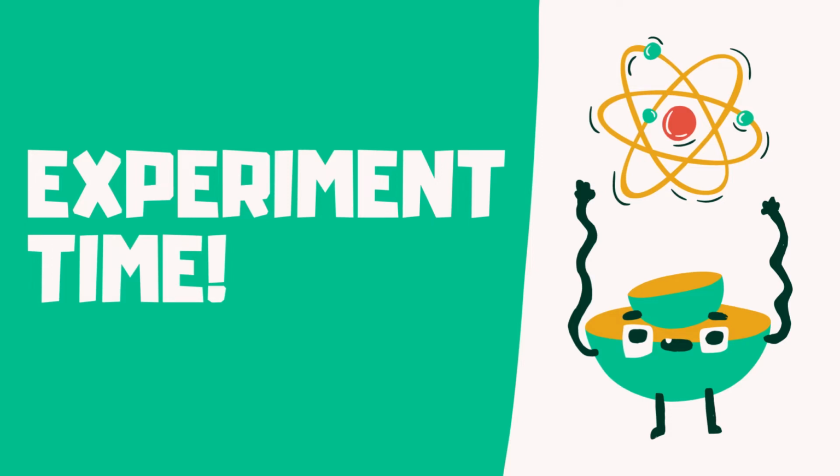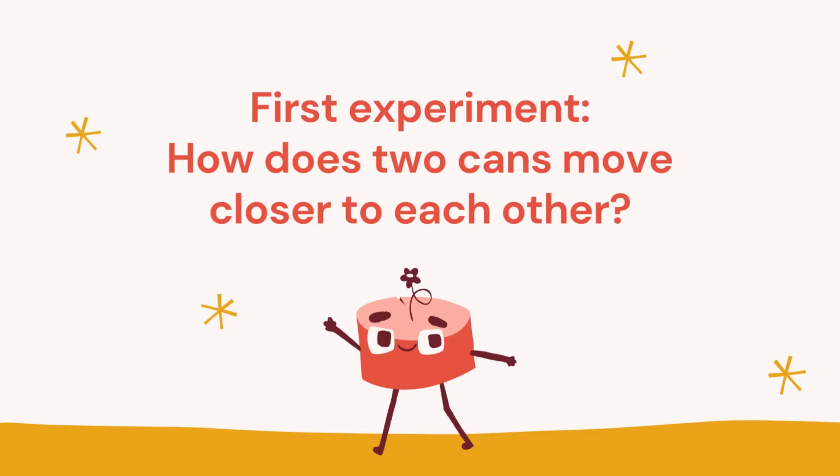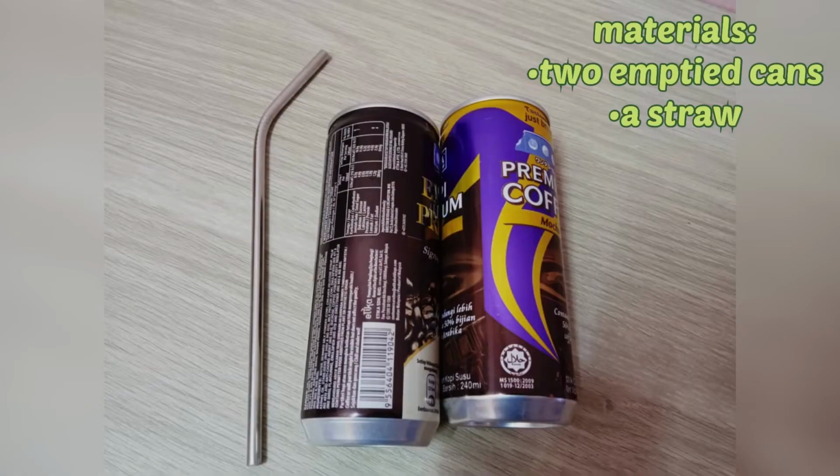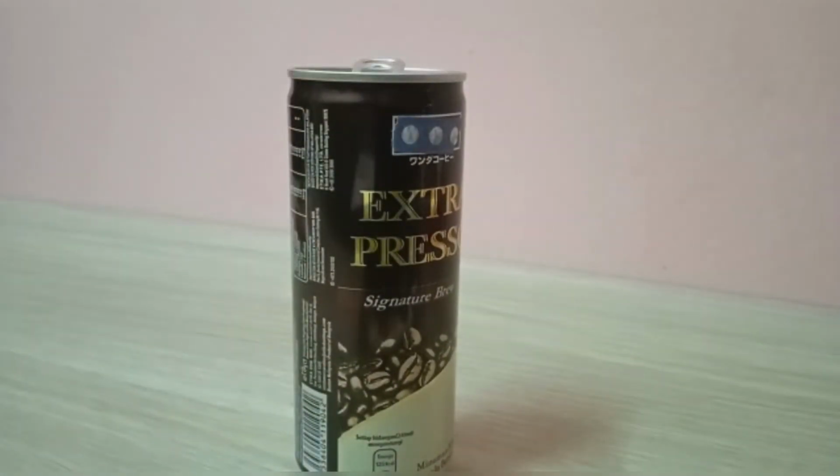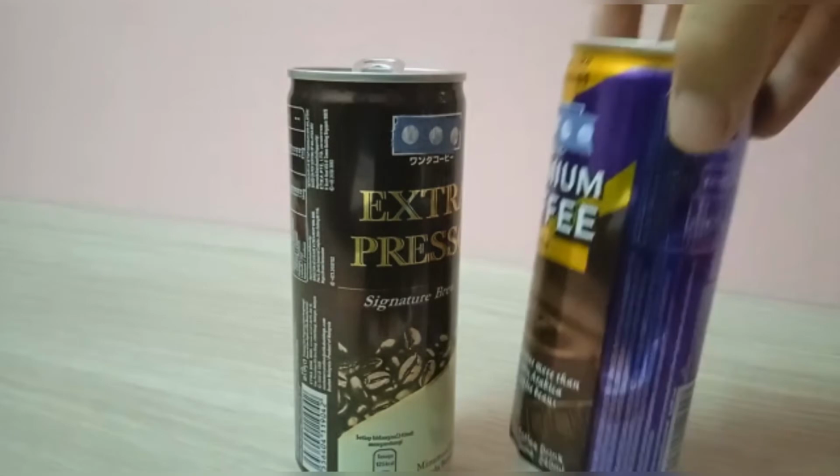Now, we're gonna look into experiments that use Bernoulli's principle. The first experiment is how two cans move closer to each other by using Bernoulli's principle. For the experiment, you will need two emptied cans and a straw. Put the emptied cans next to each other with a distance and blow on it using the straw.